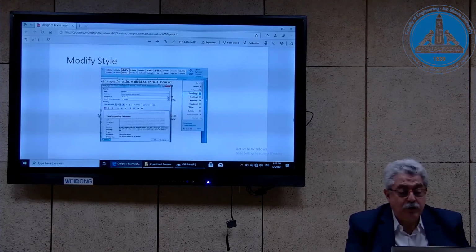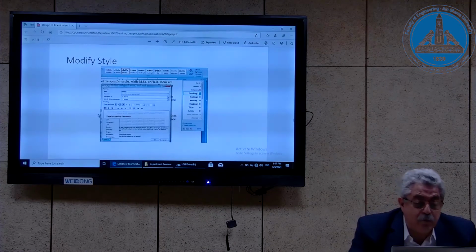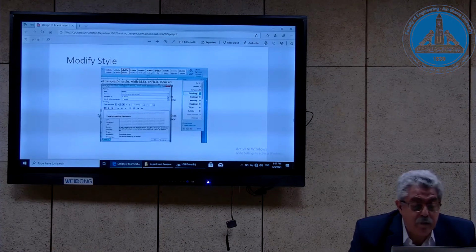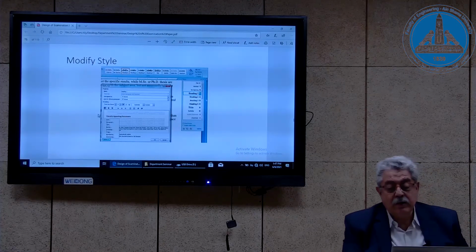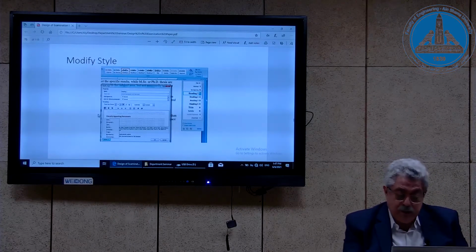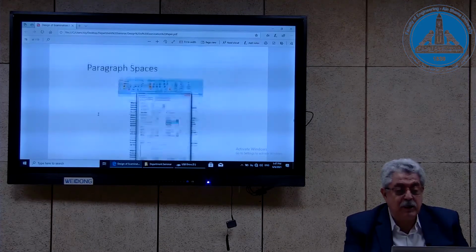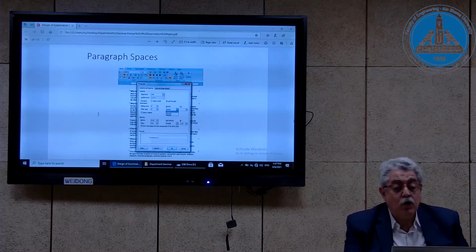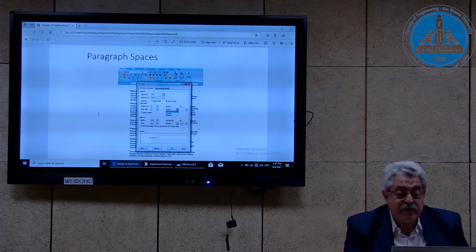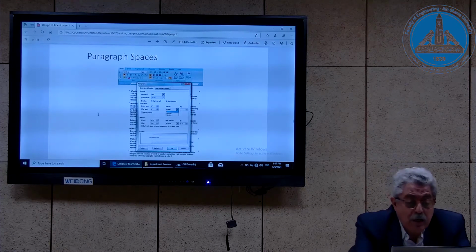Here is how to modify the style. You can modify the font, the paragraph, the tabs, many things. Here there are some details that we may not be interested in, and this is how to control the paragraph spacing by changing the space before and after, and changing the indentation.